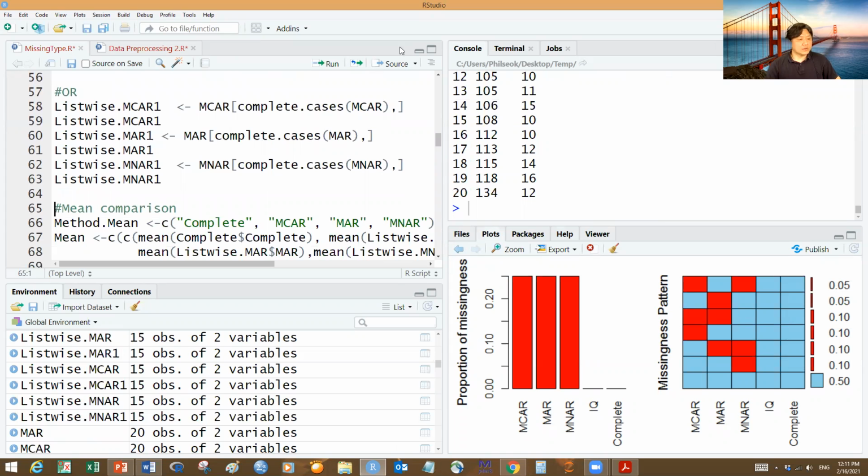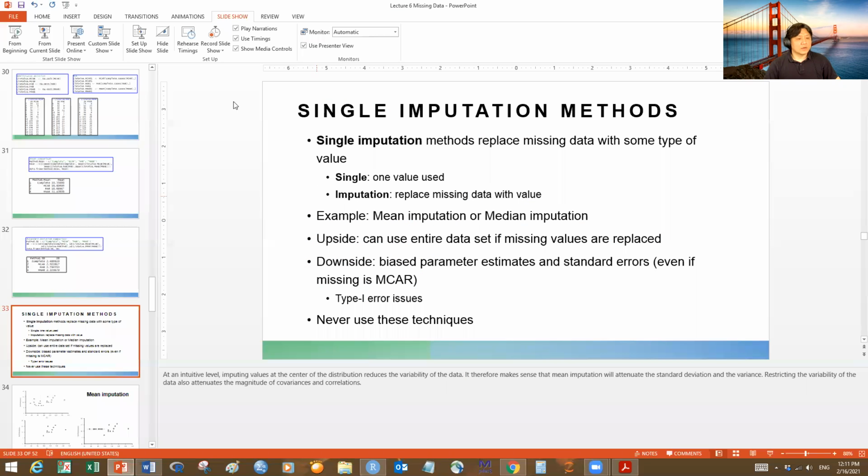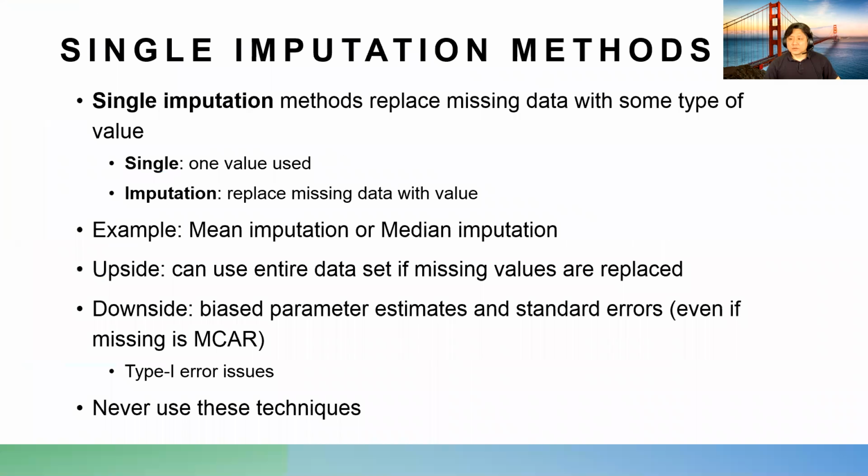Okay, mean imputation. All right. So single imputation method is just to simply replace your missing value with some single number, right? Traditionally, this is the most commonly used method to deal with missing data. So you can impute the mean, or you can impute the median values, right?